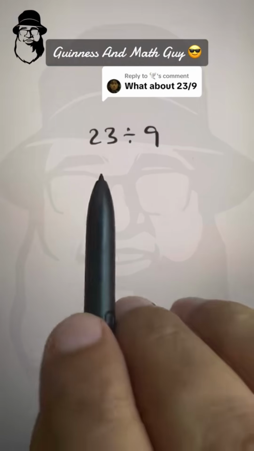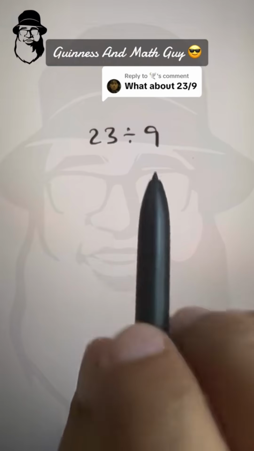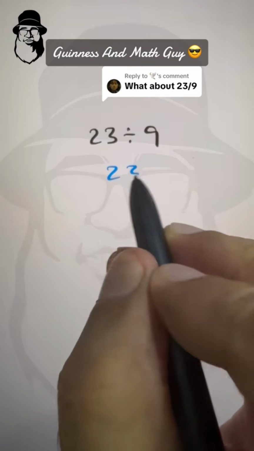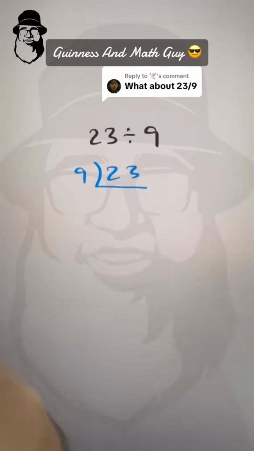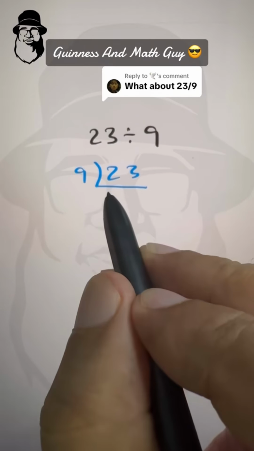Let's divide any big number by 9 the super easy way. Let's take the smaller numbers first. 23 divided by 9. Write 23 like this and divided by 9 like this. Now just bring one digit at a time in the answer.